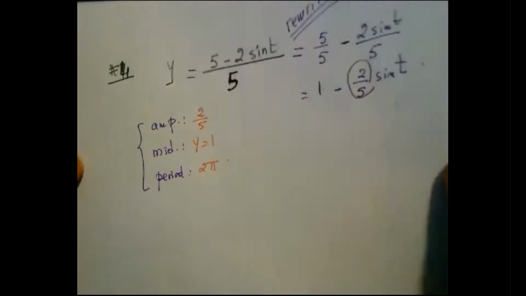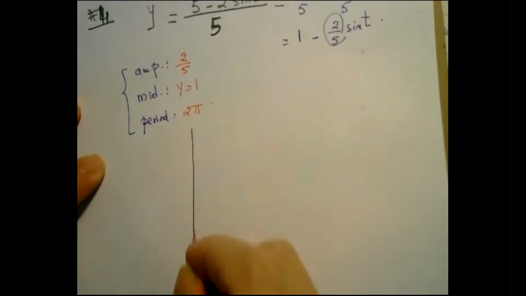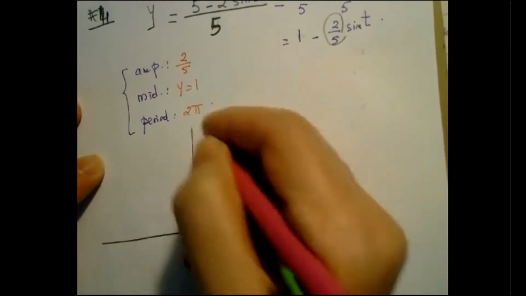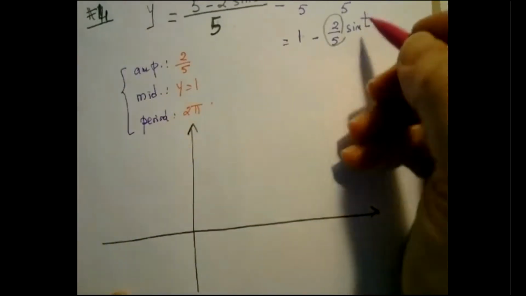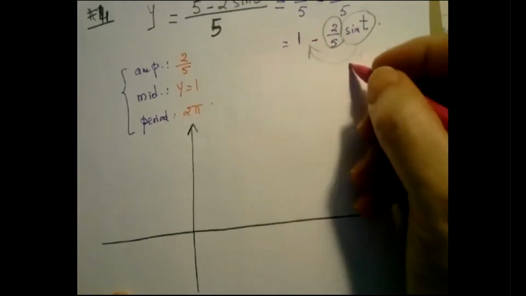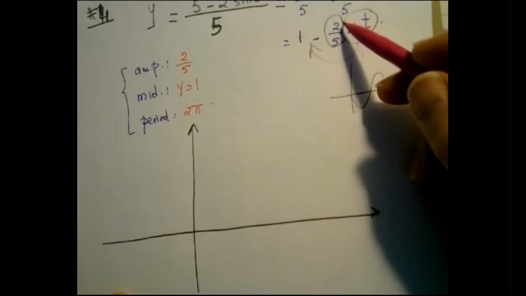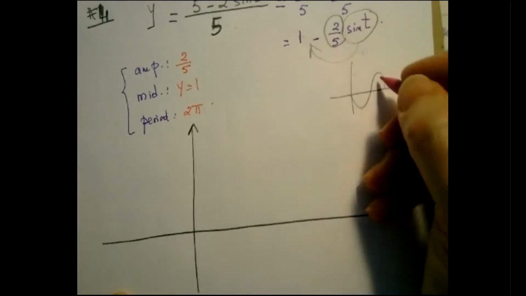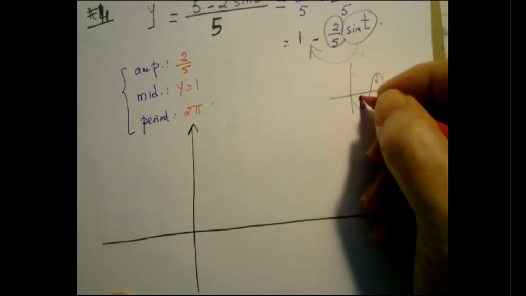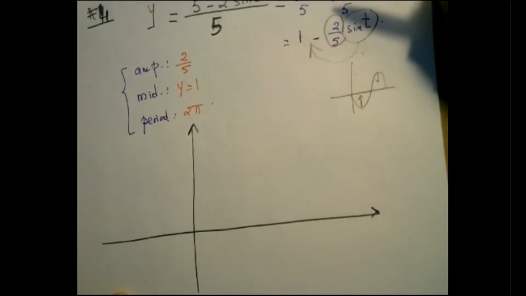And now if you want to sketch this graph, I will sketch it because I want you to know exactly how things look. Now see how I sketch it. It looks like sine, but since there is a minus, it's going to be an upside down sine. This is 2/5. It means this sine we're going to shrink it by a little bit. The 1 is going to lift it up by 1 unit.